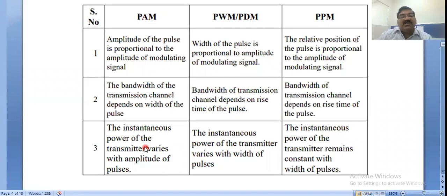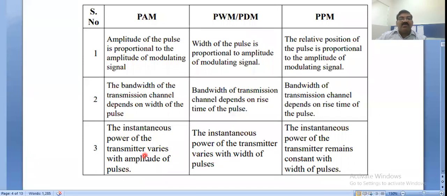But here the power is not fixed continuously, it is varying. So this may be one of the disadvantages. In pulse width modulation, the instantaneous power of the transmitter varies with the width of the pulse. Now here we are varying the width. Amplitude is constant, but the width of the pulse is varying. So as we vary the width of the pulse, the effective power will vary. If the pulse width is high, the power is high. If the pulse width is low, then power is low.